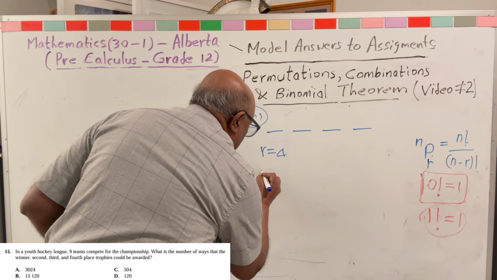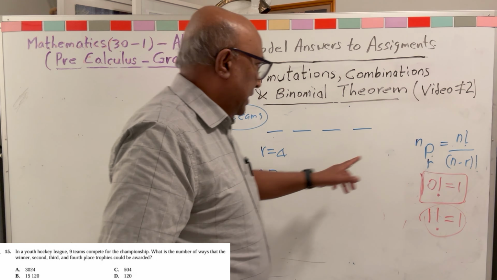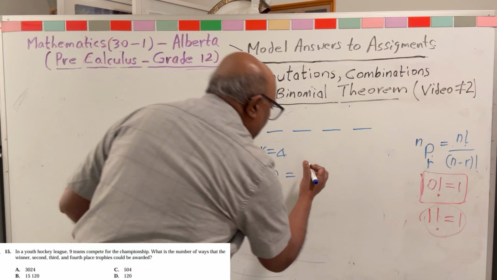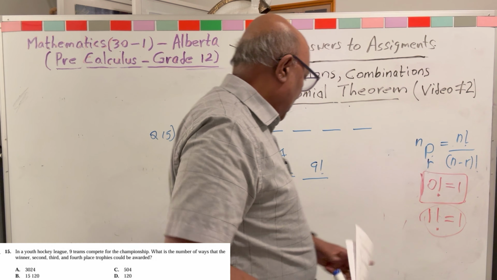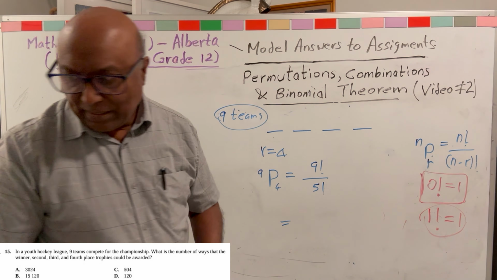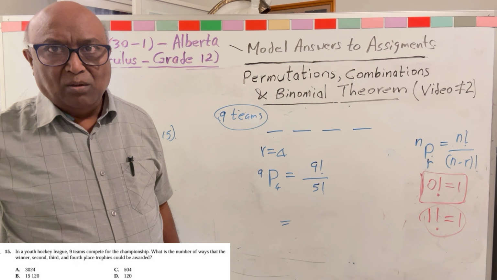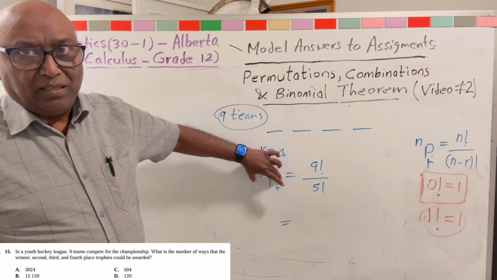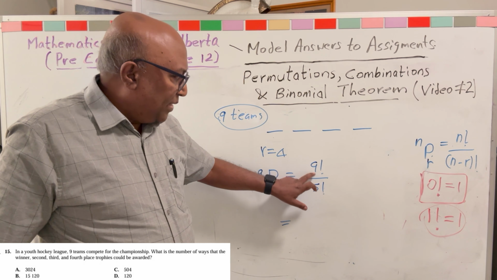Now what's the formula? 9P4. n is equal to 9, r is equal to 4. Factorial 9 divided by 9 minus 4, that is factorial 5. Just to learn something here, we have to know how to calculate this. One way is to calculate this value from the graphing calculator directly. But let's try to do it manually just to understand.